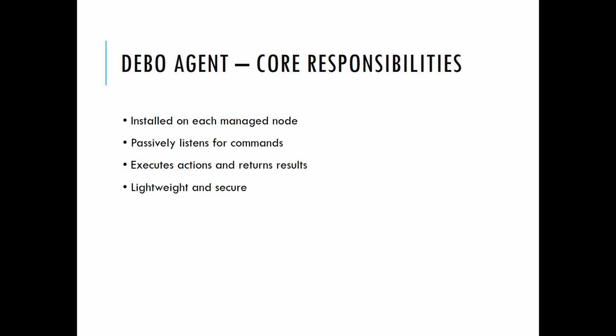Now let's look at the agent. Each Debo agent is installed on a target node, whether that's a VM, a server, or a container. Unlike more complex systems that require agents to frequently check in or push logs, Debo agents remain passive. They wait for instructions from the server, carry out the command like starting a service or collecting metrics, and return the result. That's it. This design keeps resource usage minimal.